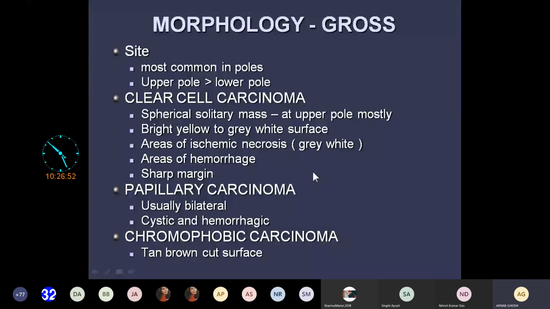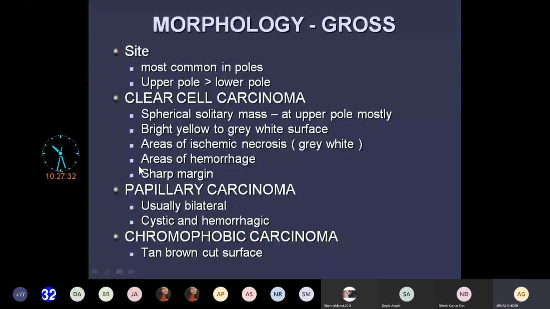So it is a spherical solid mass at upper pole, mostly in the upper pole, and the surface will be bright yellow to gray white, but there will be different areas of necrosis and hemorrhage because it is malignant tumor, and different areas will be different. So bright yellow to gray white cut surface, and there will be areas of ischemic necrosis, that will be gray white, and areas of hemorrhage, that will be reddish to dark brown, and margin will be usually sharp.